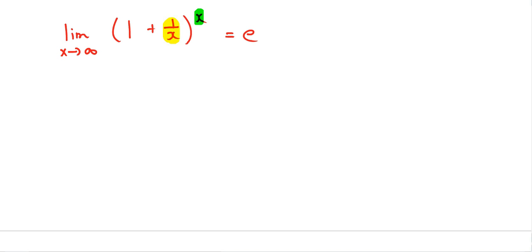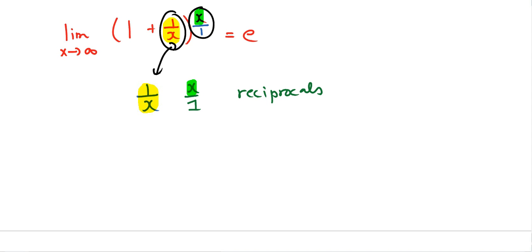And this x on the outside is the same thing as x divided by 1. Okay, so if I rewrite this 1 over x here on the bottom and highlight that in yellow, what's the relationship between this second term and your exponent? Well, you'll notice that the relationship is that they are reciprocals. So as long as you have a reciprocal situation on your second term and your exponent, the answer will always be e.